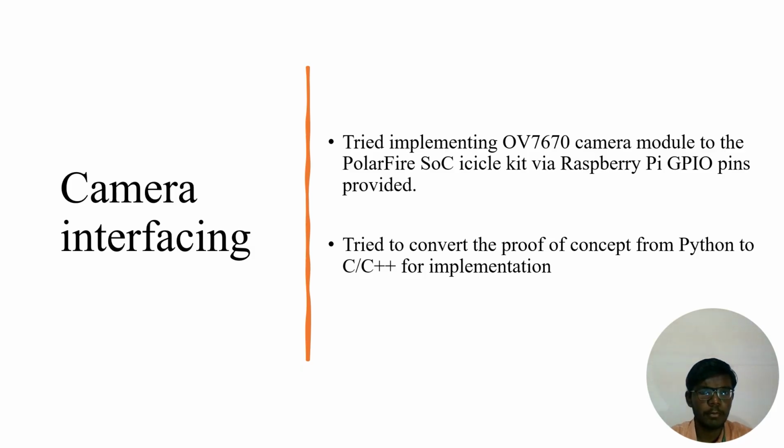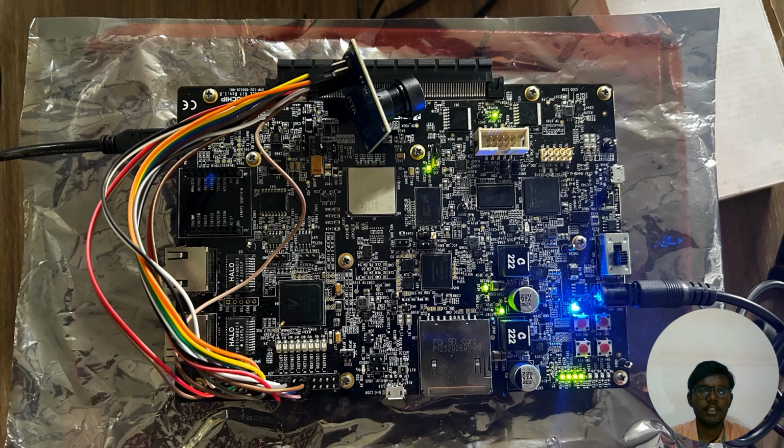So camera interfacing was actually tiresome. Initially we tried to implement an OV767 camera module on the PolarFire SoC Icicle kit using the Raspberry Pi GPIO pins. And then we tried to convert the proof of concept from Python to OpenCV C++ for implementation, and this was our first setup. Here you can see the OV767 camera module interfaced along with the Raspberry Pi pins, which was not a proper way to go.